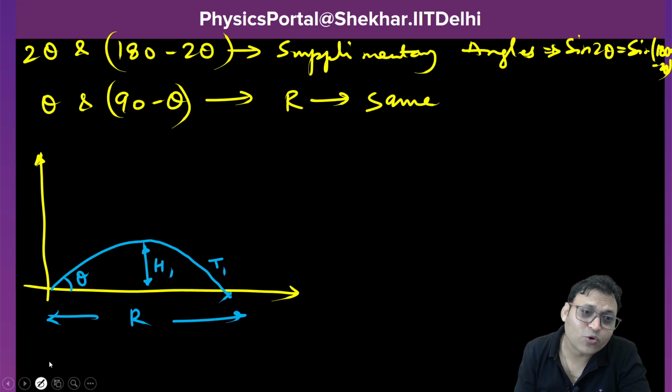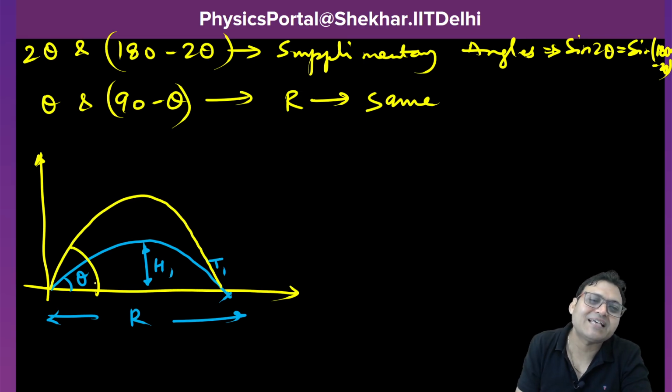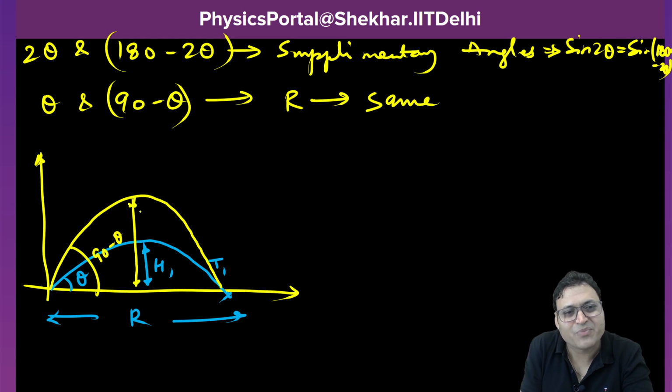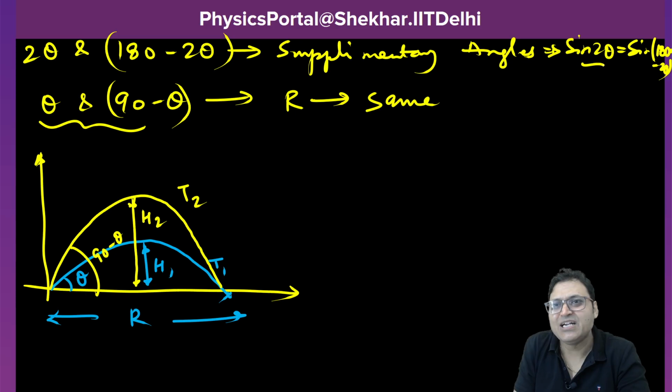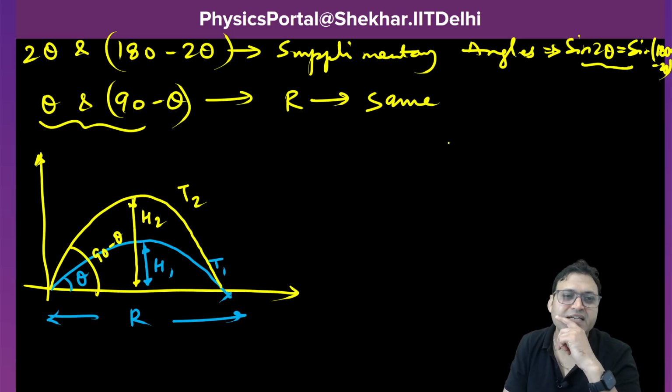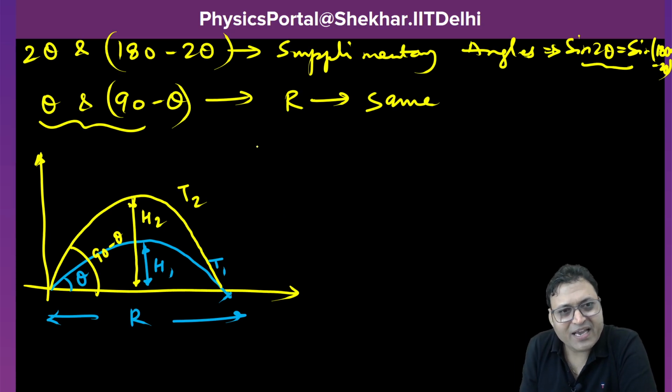And if we throw the particle with the same initial velocity u, but now at an angle 90 minus theta, this angle is 90 minus theta. So the maximum height attained will be different, and the time of flight will be different, but the range will be the same, because sine 2 theta and sine 180 minus 2 theta will be equal. So from here we can get some important results.